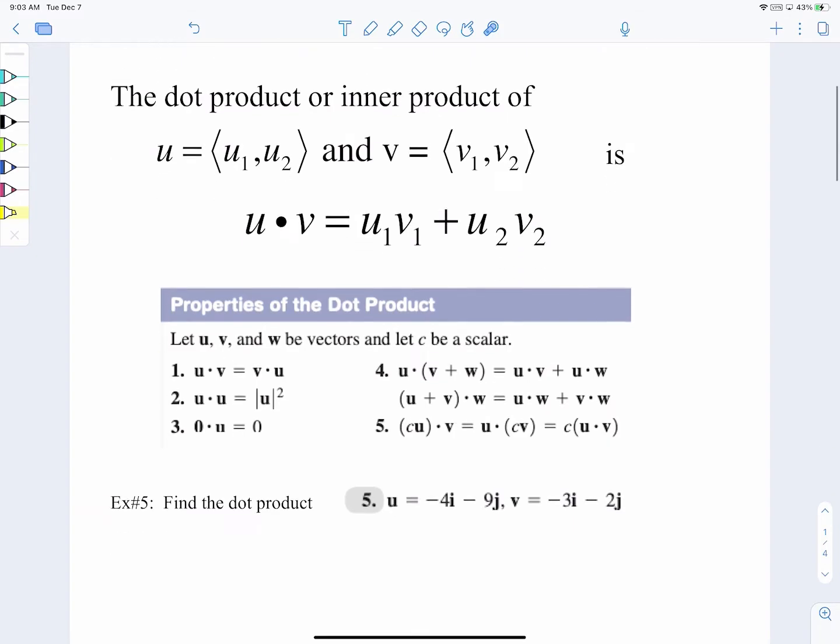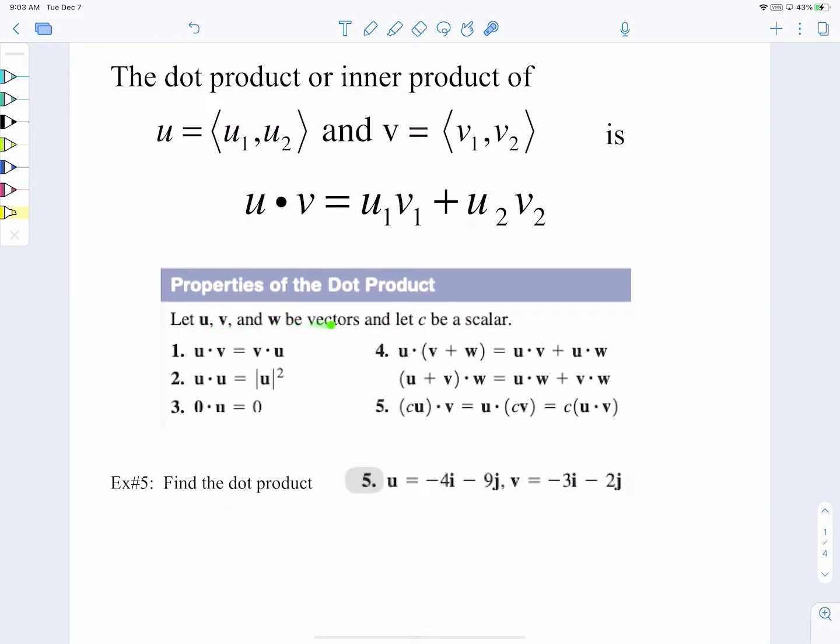Also, dot products follow the properties of anything that you know of in algebra. U times V is V times U, commutative property, and there are the associative and distributive properties. Also, the magnitude of U squared is the same thing as U times U. 0 times U becomes 0. It follows the same kind of structure as your classic algebraic properties, okay? All right, let's get started with some examples, okay?